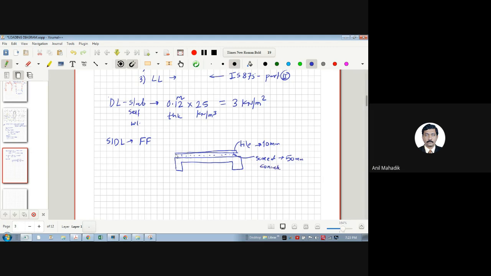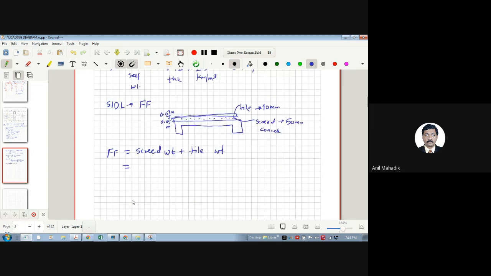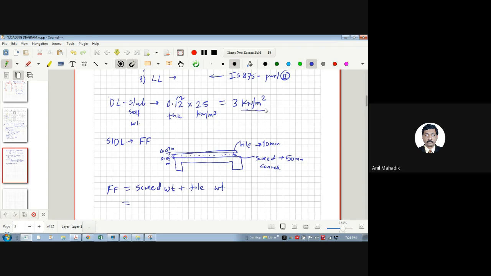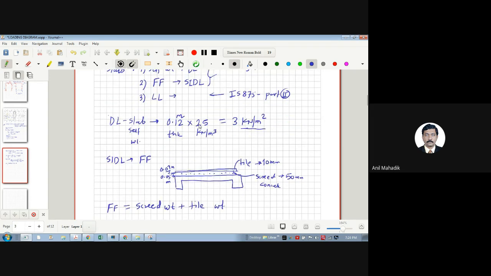Now you know this thickness is 0.05 meters, means 50 mm. This is the screed, and this tile is 10 mm, which is 0.01 meters. I want it in meters because to calculate the load, I generally require meter dimension. So how to calculate the floor finish weight? Floor finish will be screed weight plus tile weight. So how will we calculate the screed weight? For any slab loads we calculate in kilonewton per square meter only. So tell me how. It is nothing but thickness into density of that material.